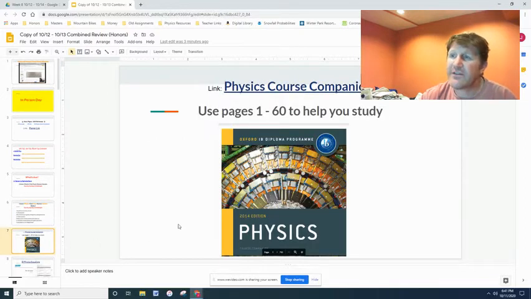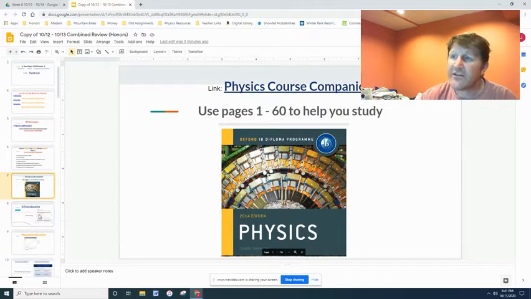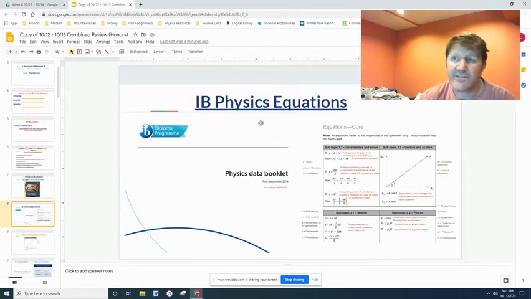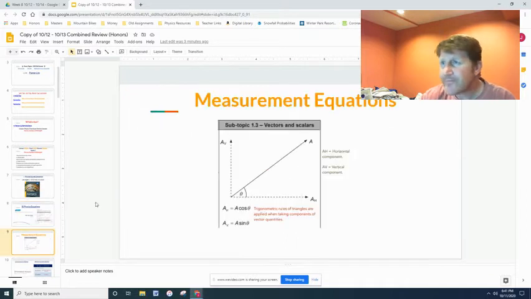Make sure that you have access to your course companion. The link to it is right here. Pages 1 through 60 can be very beneficial as you go through. And then also you need to have your IB physics equations. Again, they're right here. You should have bookmarked them at some point and have access to those as well.